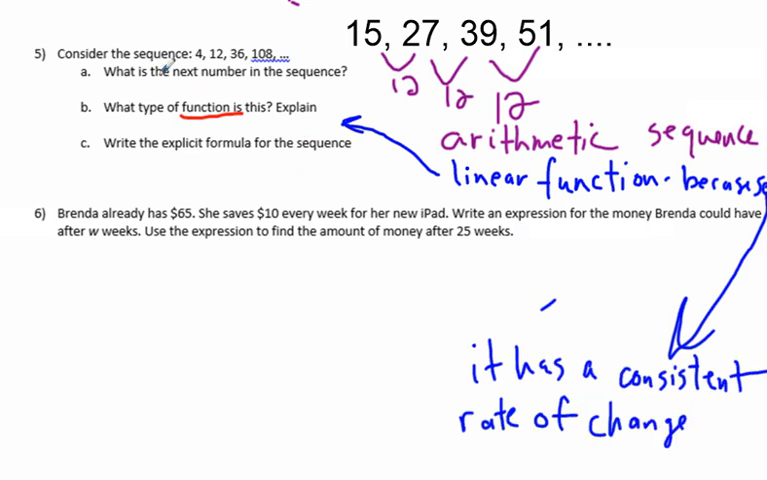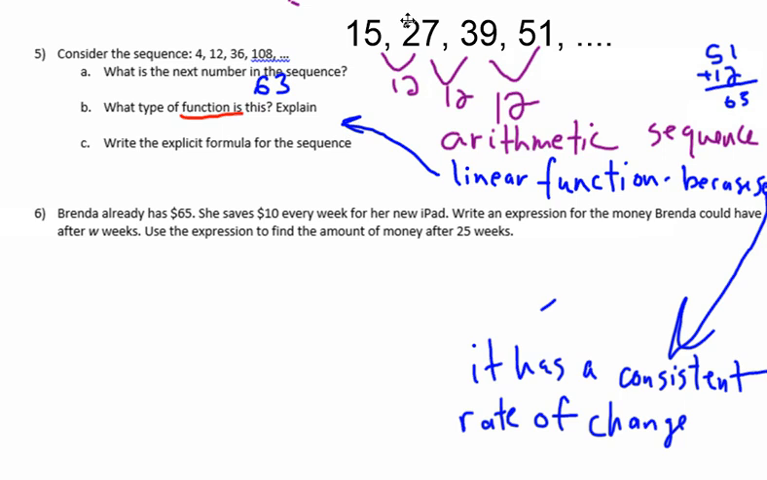Now, what is the next number in the sequence? Well, because it's adding by 12 every time, if I just add 51 plus 12, that'll give me the next number in the sequence. So it's 63. Write an explicit formula for the sequence.